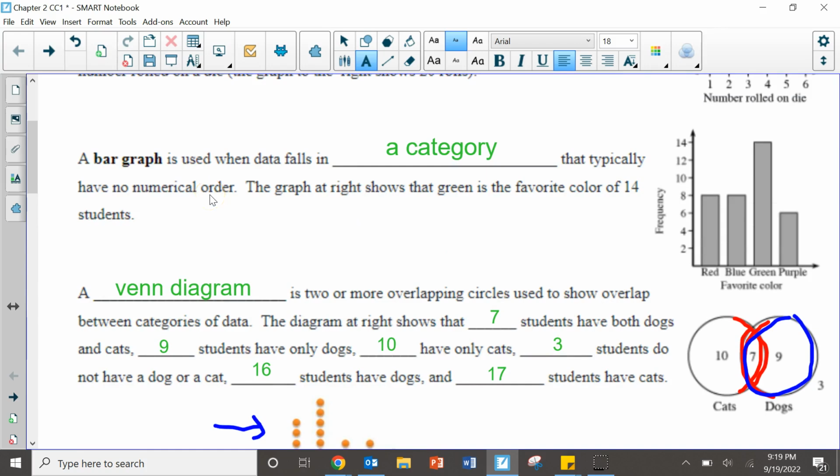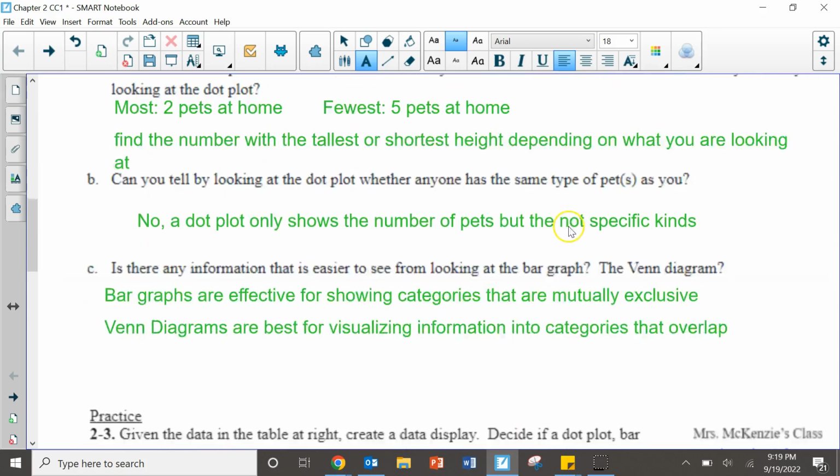And if your data falls into a specific category, like a favorite color or a favorite restaurant, one of something, you're going to want to use a bar graph, okay?